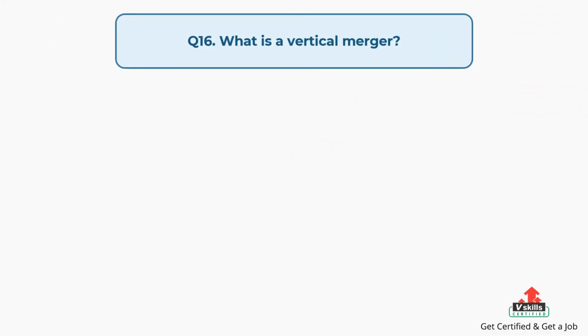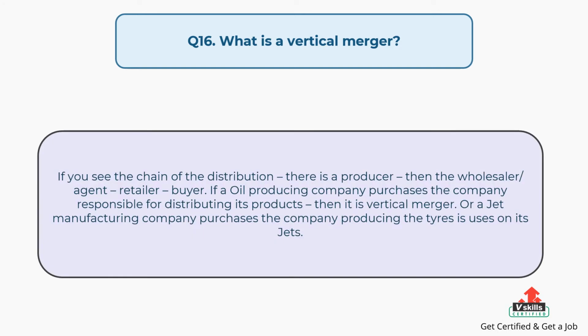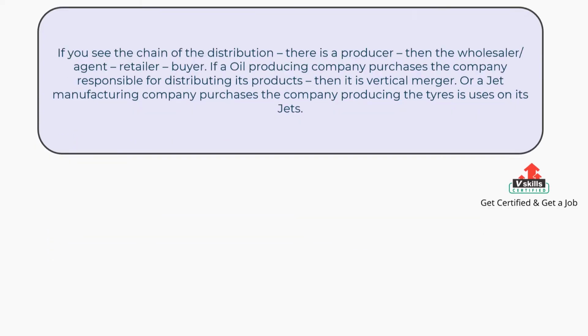Question number 16. What is a vertical merger? The answer is, if you see the chain of distribution, there is a producer, then the wholesaler or agent, retailer, buyer. If an oil-producing company purchases the company responsible for distributing its products, then it is a vertical merger. Or a jet manufacturing company purchases the company producing the tires it uses on its jets.